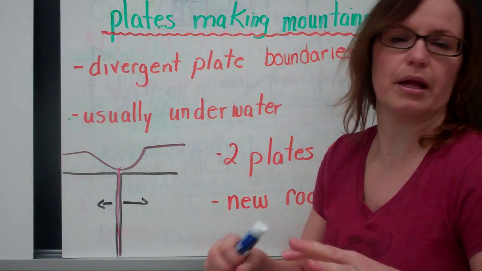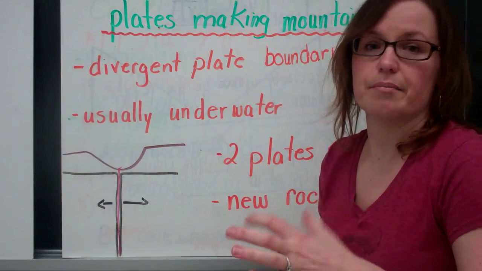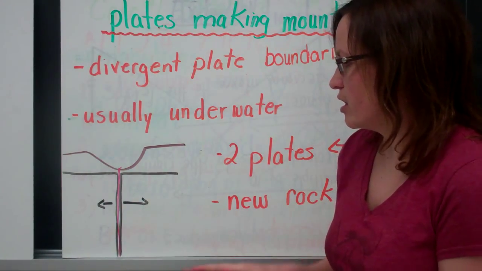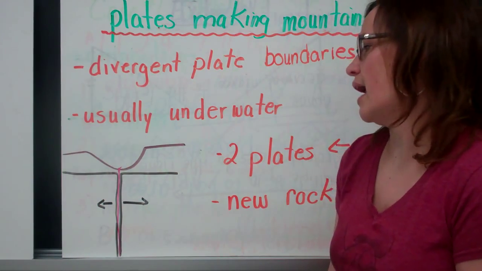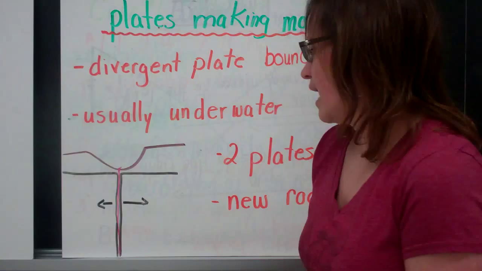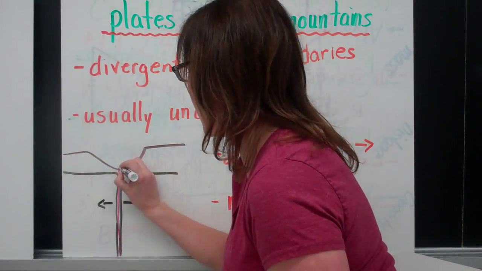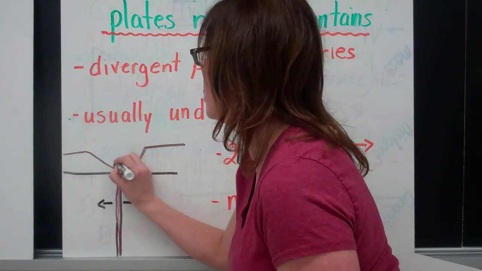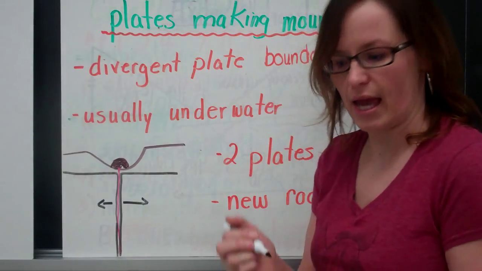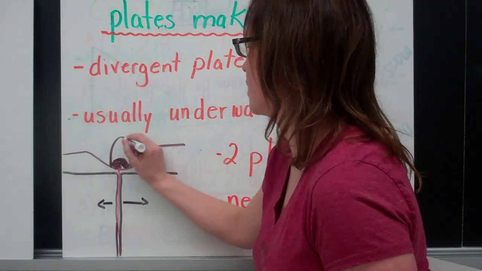And as we know, the plates are floating on the asthenosphere, which is magma. And when it makes a gap, the magma moves up between the gap and comes to the surface. And as it comes up, it cools, and it starts to pile on top of one another, and it creates new rock. And, you know, if it continues, it can end up making a mountain.